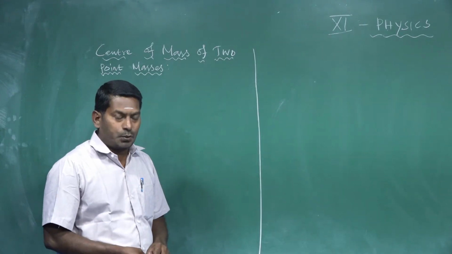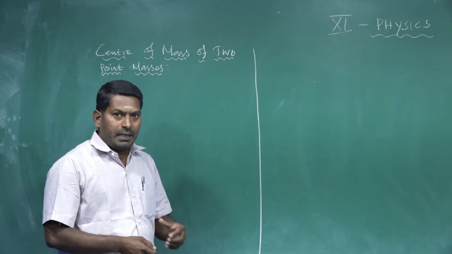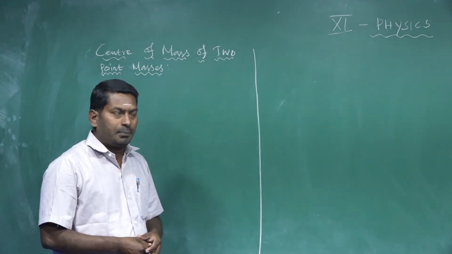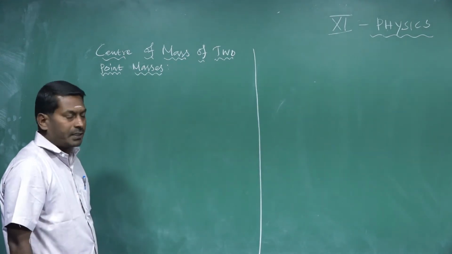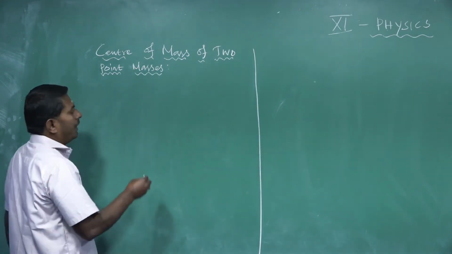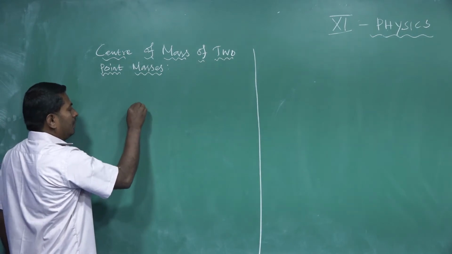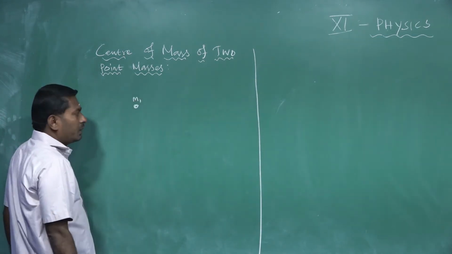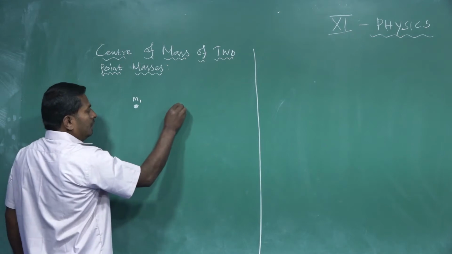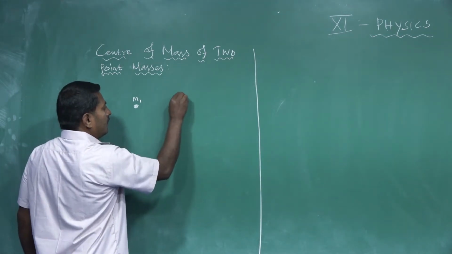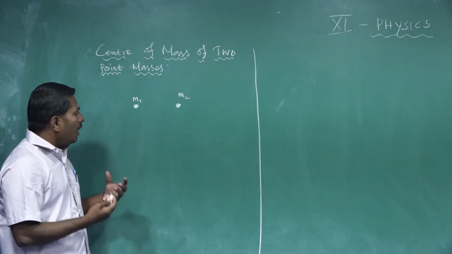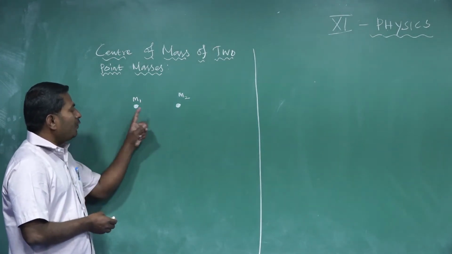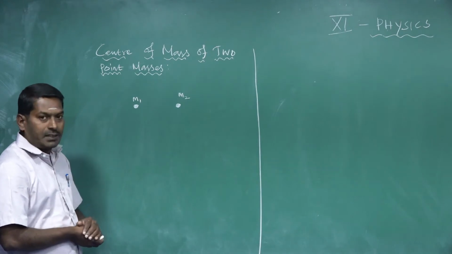Dear 11th standard students, today we are going to see the important topic, center of mass of the 2-point masses of the system. Let us consider 2-point masses. M1 is one of the point masses, M2 is the another point mass. How do we calculate the center of mass of the 2-point masses of the system?